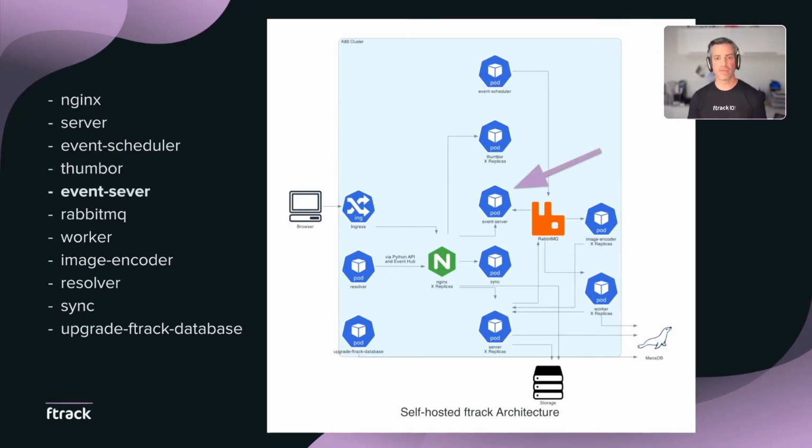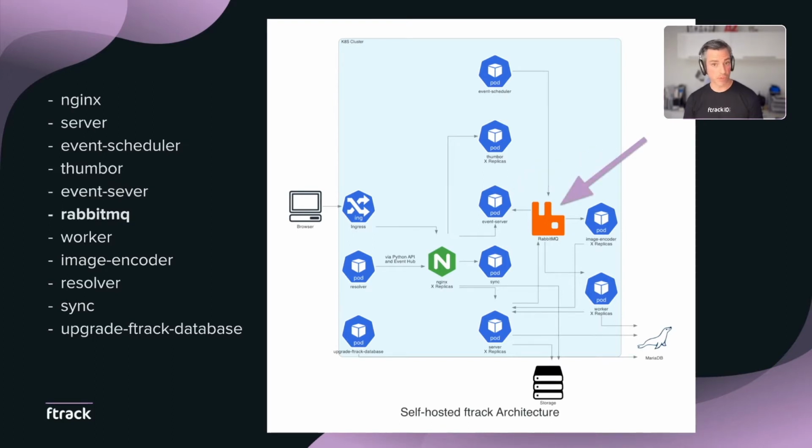Next up, we have the event server. The event server is another component that is supplied by Ftrack. This component serves events to the Python API's Event Hub via WebSockets. It's a layer with access controls over the internal Ftrack message queue. The event server connects directly to that internal message queue, which is a RabbitMQ queue, and forwards specific messages to connected clients.